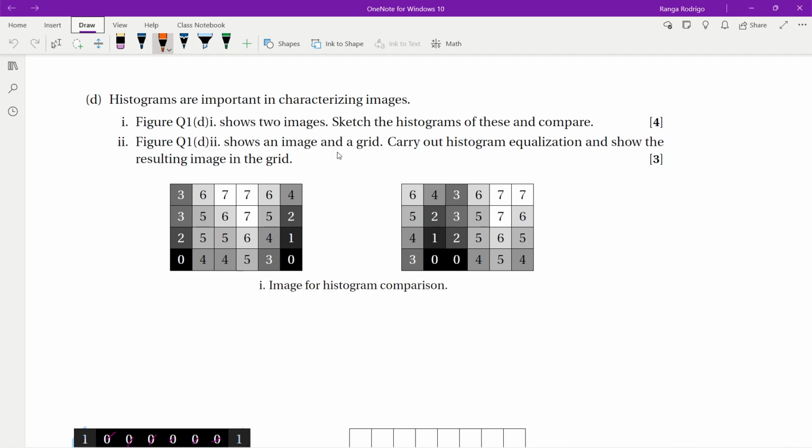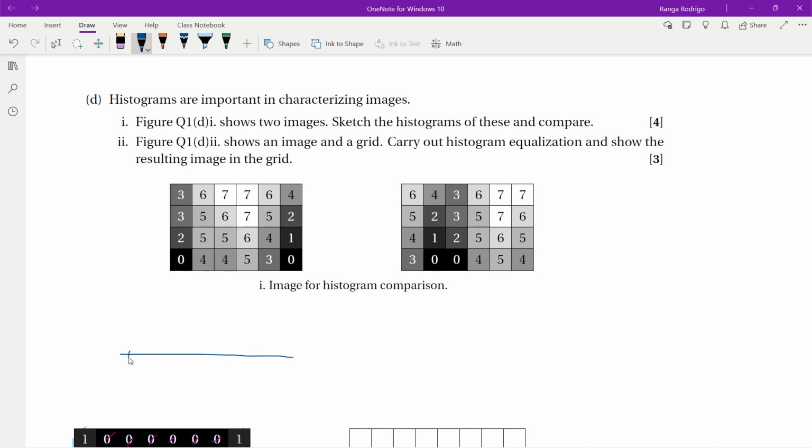You can see these are actually 3-bit images, not 8-bit images. That's why the maximum intensity is 7. With 3 bits you can represent 111, which is the maximum number that you can represent, which amounts to 7. So drawing the histogram is in that case quite easy.